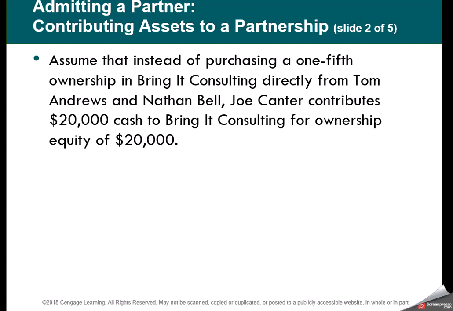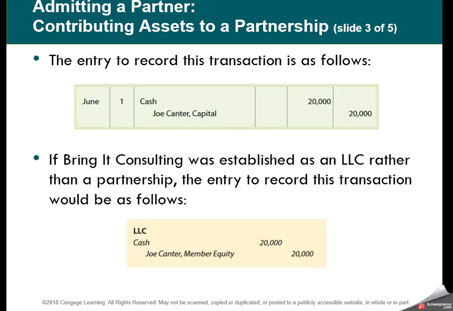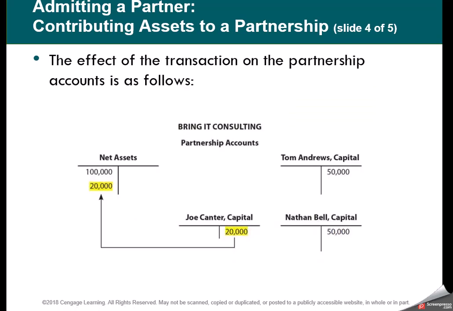Now assume he gets 1/5 and contributes $20,000 cash. Then the cash comes in, and they debit the cash and set up his equity account, his capital account. If it was an LLC, it'd be the member's equity. So here we've got more assets coming in, and then we're setting up his capital account.